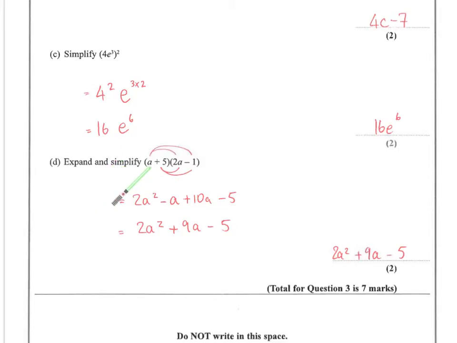Expand and simplify. So expanding out the brackets, FOIL, or kind of claw, however you remember it. A times 2a gives me 2a squared. A times minus 1 is minus a. 5 times 2a, 10a. 5 times minus 1 is minus 5. Minus a plus 10a, 9a. So final answer, 2a squared plus 9a minus 5.